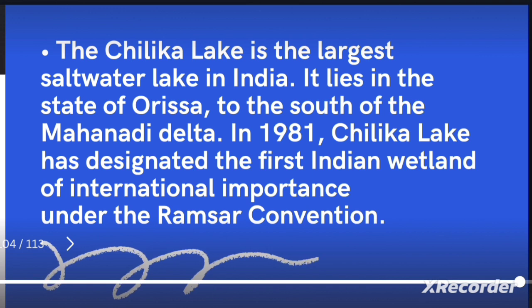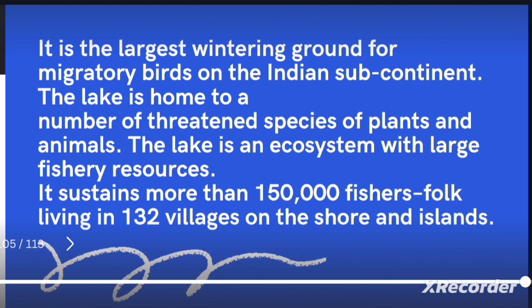Chilika Lake is the largest saltwater lake in India. It lies in the state of Orissa to the south of the Mahanadi Delta. In 1981, Chilika Lake was designated the first Indian wetland of international importance under the Ramsar Convention. It is the largest wintering ground for migratory birds on the Indian subcontinent.